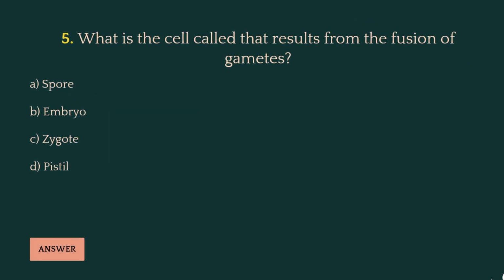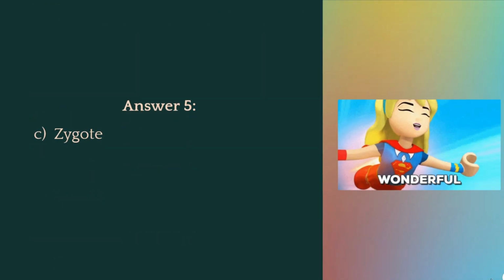Question number 5. What is the cell called that results from the fusion of gametes? Is it called spore, or is it called embryo? Do we call it a zygote or pistil? The correct answer is C option, that is zygote.